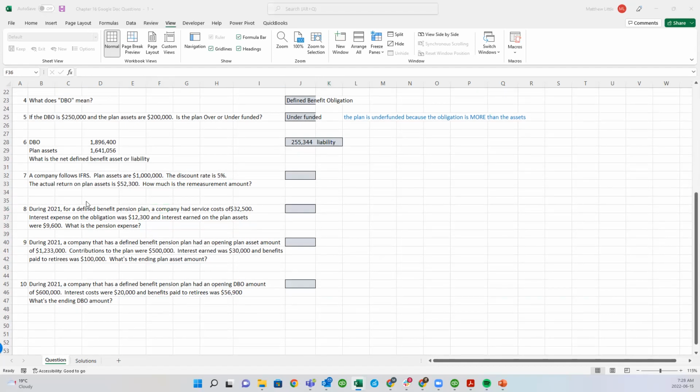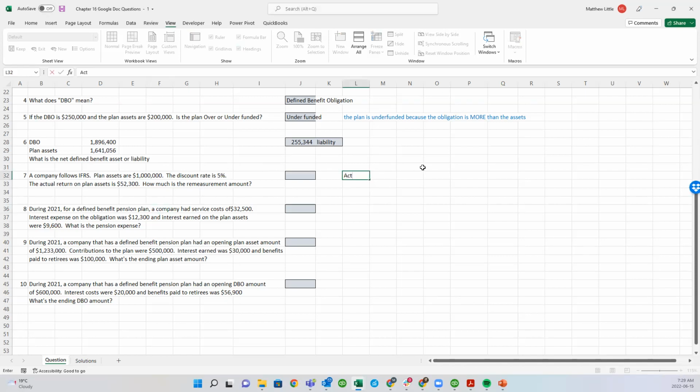Moving on, number 7, a company follows IFRS. Plan assets are $1 million. The discount rate is 5%. The actual return on the plan assets is 52.3. What is the remeasurement amount?